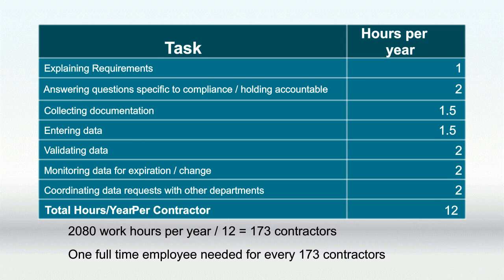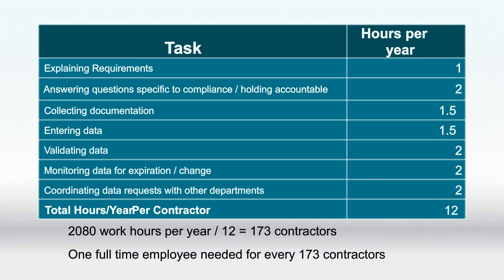And Dennis, before you jump into that, I think it's important to remind everybody that for a general full-time employee, you've only got about 2,000 hours during the course of the year that you can apply to any given task, in this case, contractor qualification. So what we're trying to illustrate here is how many contractors a full-time employee could reasonably expect to manage, assuming that they're doing deep due diligence into that process.